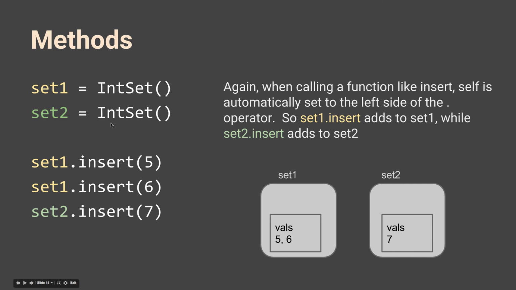So here's an example where we have two of them. We've got set1 equals inset, set2 equals inset. If I insert 5 and 6 to set1, when I call insert, remember the insert function has a self and an item. Set1 will be self in the first two calls, and set2 will be self in the third call. We'll end up with two sets, with vals of 5 and 6 and with vals of 7. So they are distinct. We can have many, many insets. Each one of them has a distinct list, and we can call methods on them by using the dot operator.